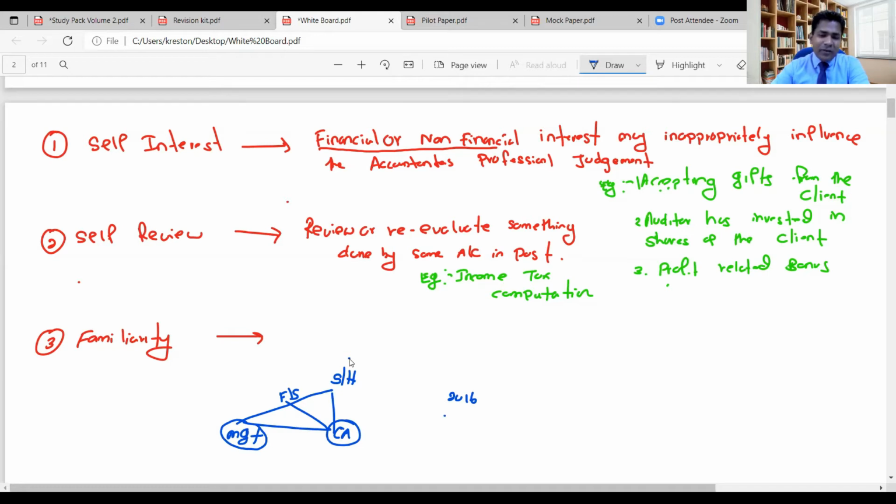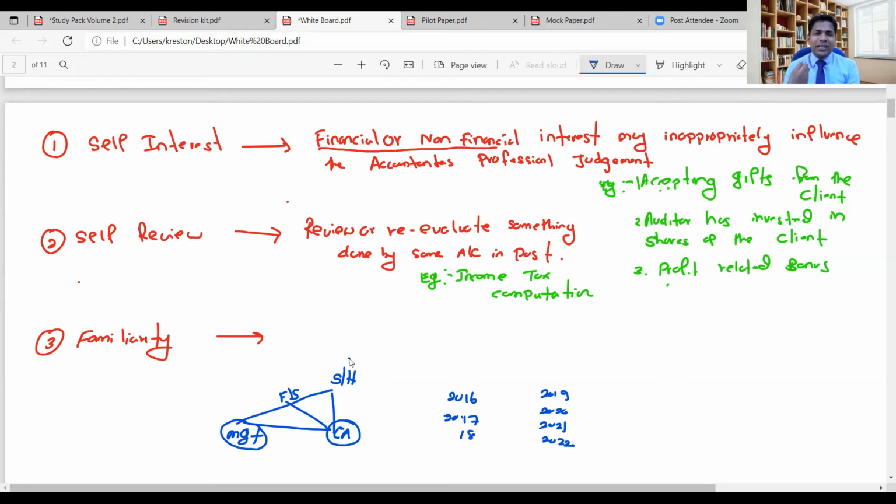and the same auditor for 2017, 18, 2019, 2020, 2021, as well as 2022. 1, 2, 3, 4, 5, 6, 7 years. What do you think will happen?